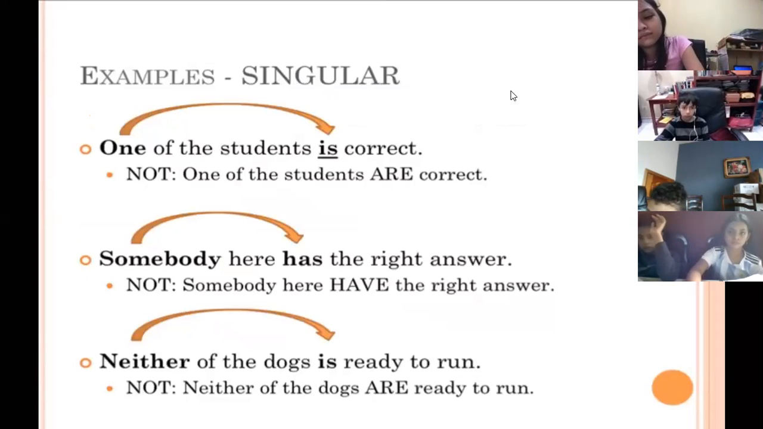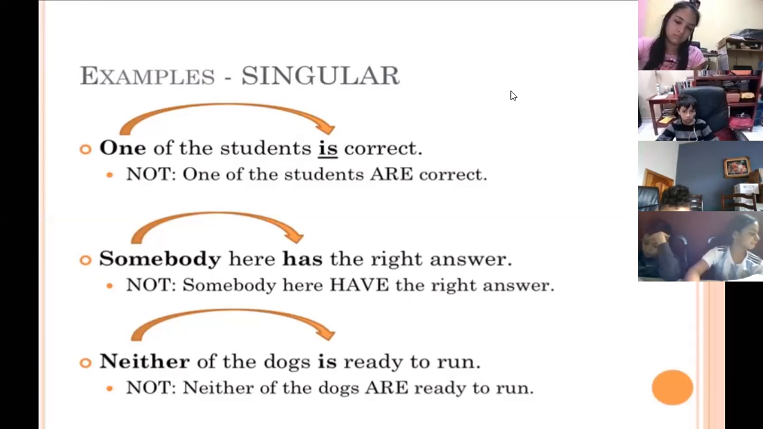Okay, welcome back. So let's go ahead and see some of these in action. If we're looking at examples of singular indefinite pronouns, we might have a sentence like this. One of the students is correct. Now again, you've got to find the true subject of this sentence, and in this case, the true subject is the word one, not students. Even though students is close to the verb, students is not a grammatical subject because it's in the prepositional phrase. Therefore, if your subject is one, it's singular and it takes a singular verb, which is.